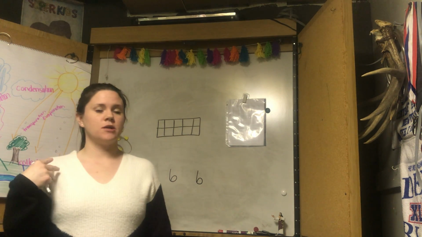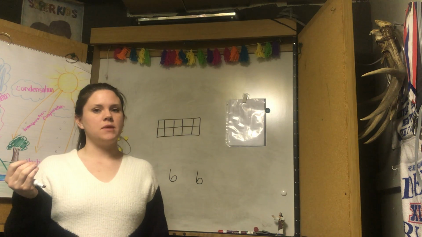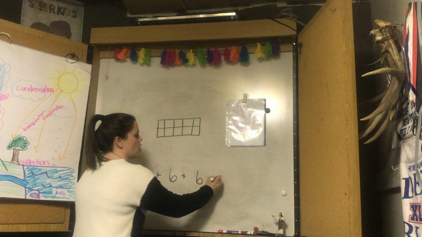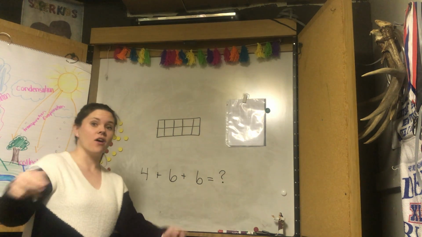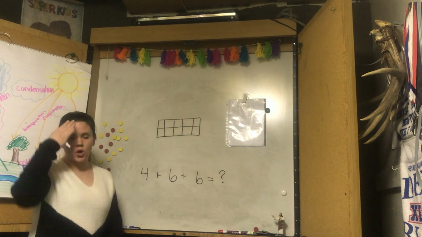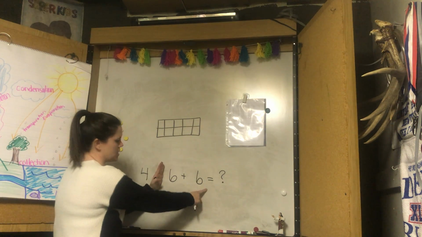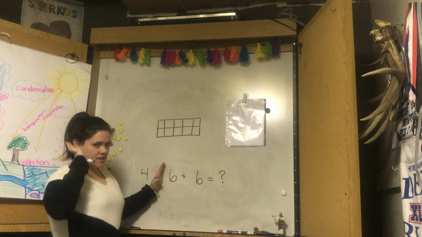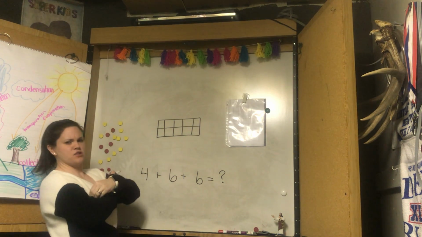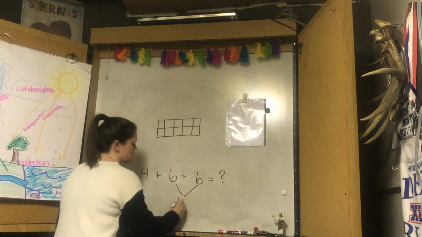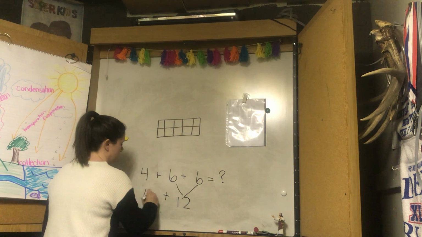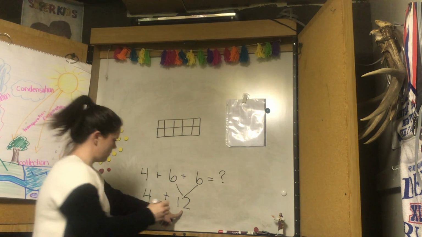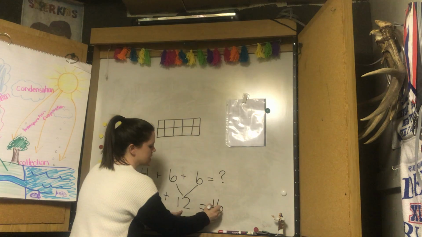So if I'm asking a question and someone tells me I have to find in all, that means I need to add. That's right. So these are my 3 addends. And we don't know what the sum is. Guys, there are 2 ways we can solve this problem. Off the top of my head, I see a doubles fact, right? 6 plus 6 equals 12. That's swell. 12 plus 4. What's 4 more than 12? Count up. 4 more than 12 gives me 16.